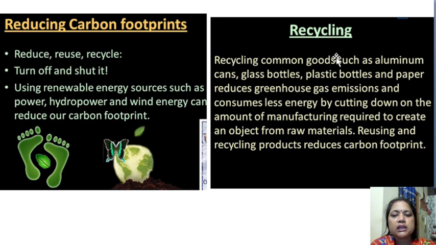Okay, then recycling. So recycling common goods such as aluminium cans, glass bottles, plastic bottles and paper reduces greenhouse gas emissions and consumes less energy by cutting down on the amount of manufacturing required to create an object from raw materials. Okay, and reusing and recycling products reduces carbon footprint.